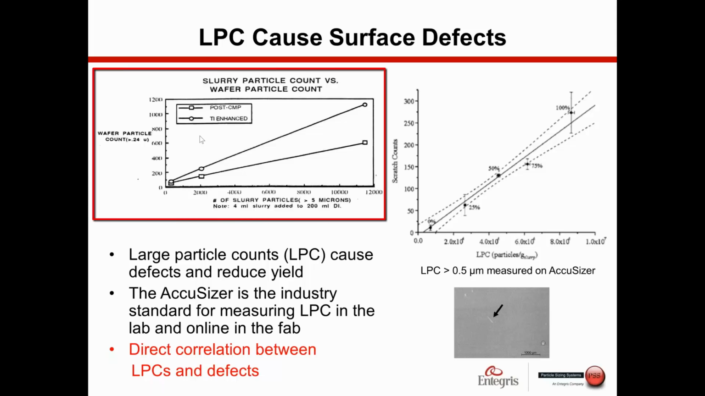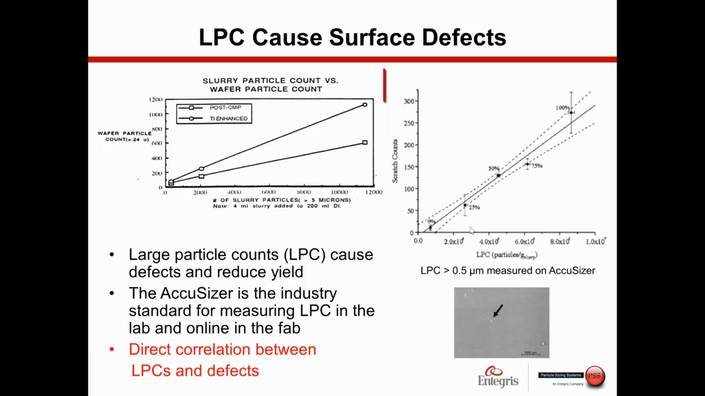The graph in the upper left shows on the x-axis the number of particles. Here we're defining large particles as being greater than 5 microns, and the y-axis is wafer count of particles. This is probably taken using some kind of a surface scan. And we see this direct relationship between the presence of large particles and then the presence of particles on the surface of the wafer.